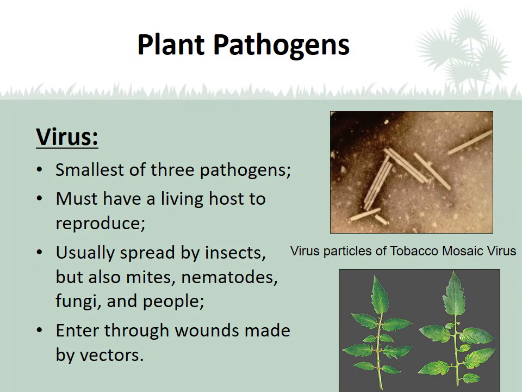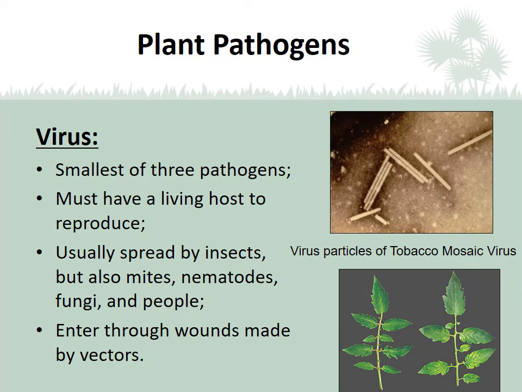Finally, we'll talk about viruses. These are the smallest of the three pathogens and must have a living host to reproduce. So here we see in the top right-hand corner the viral particles of a tobacco mosaic virus, a very common disease with multiple hosts infecting several common vegetables as well as tobacco.